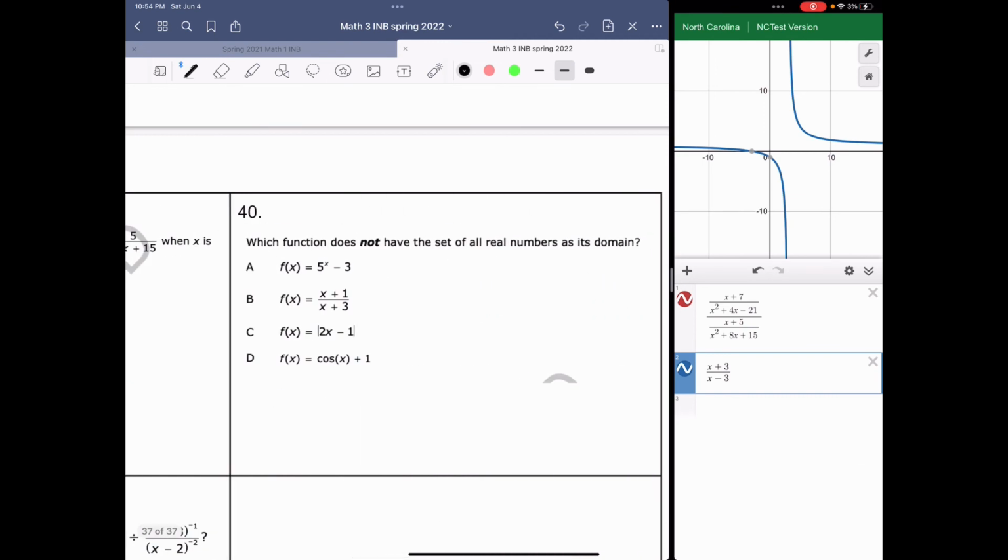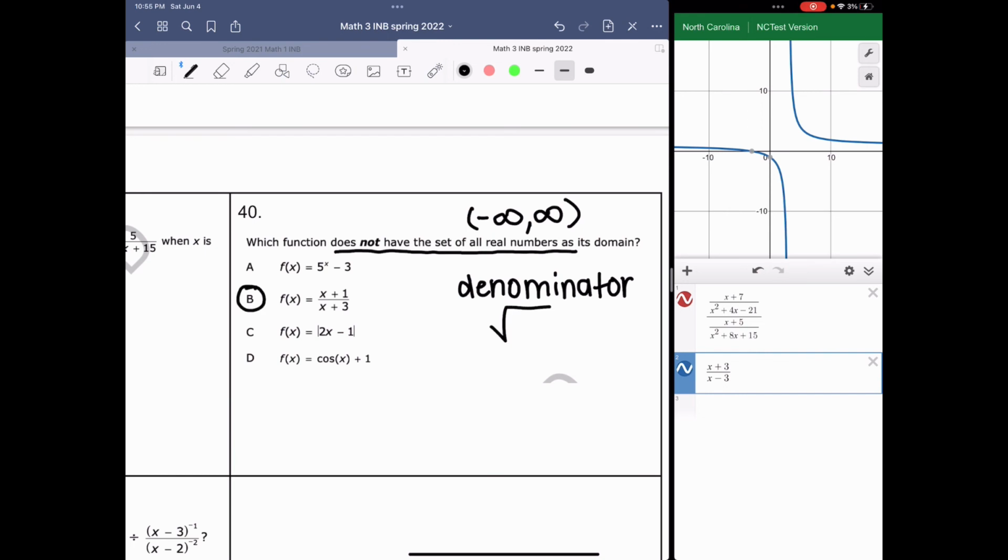So the next one says, which function does not have a set of all real numbers in the domain? So all real numbers means negative infinity to infinity. Now, when I look at this, I'm looking for which ones have either a denominator, because remember, denominators cannot be equal to 0, or a square root. So the one that has a denominator is B. Those are the only two things that can cause it to not have a domain of all real numbers.